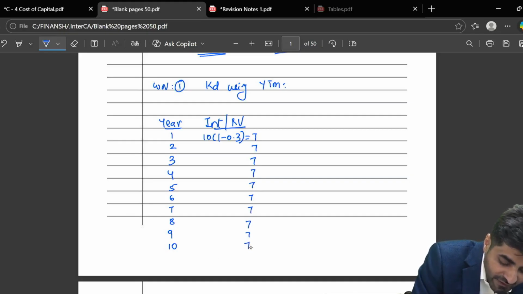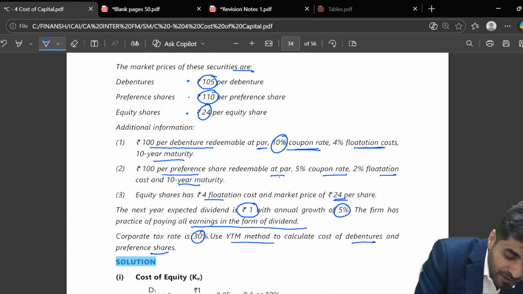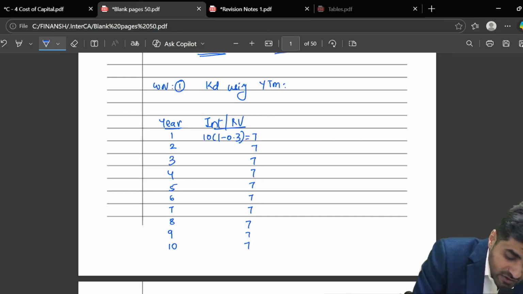And then at the end of the 10th year, don't you think there's going to be redemption also? And is the redemption happening at par, premium or discount? Par. So can I say you will be getting 100? So that will be 107.